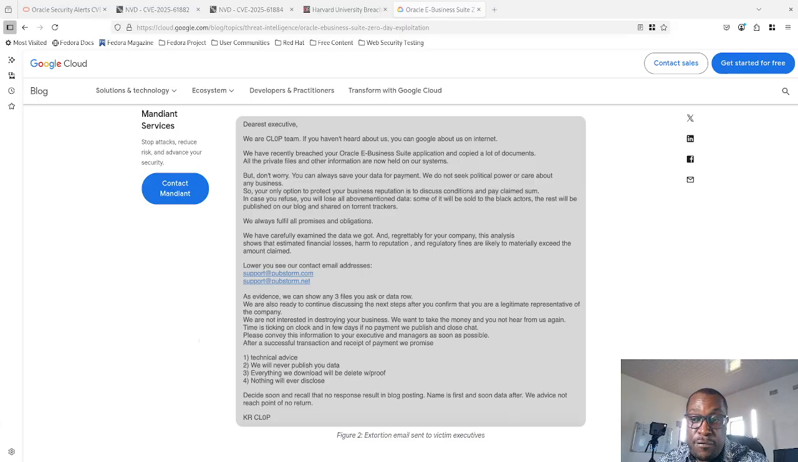There is need for continuous monitoring of network traffic, system logs, and endpoint activity, which is very essential. There's also need for robust incident response planning. There's also need for improved third-party and vendor management policies. There's also need to improve vendor communication and updates. Maintaining close communication with critical software vendors, like in this case Oracle, is crucial for staying informed about emerging threats.